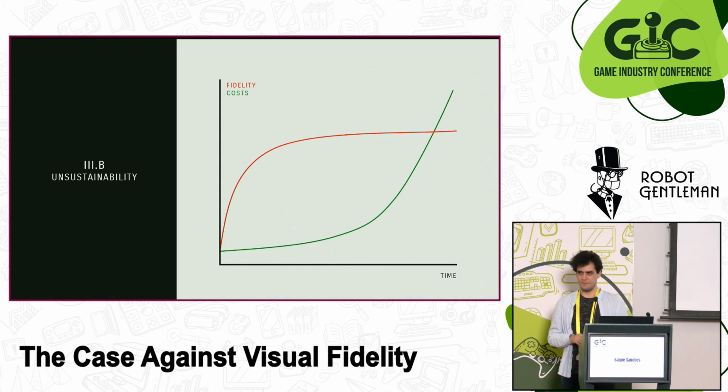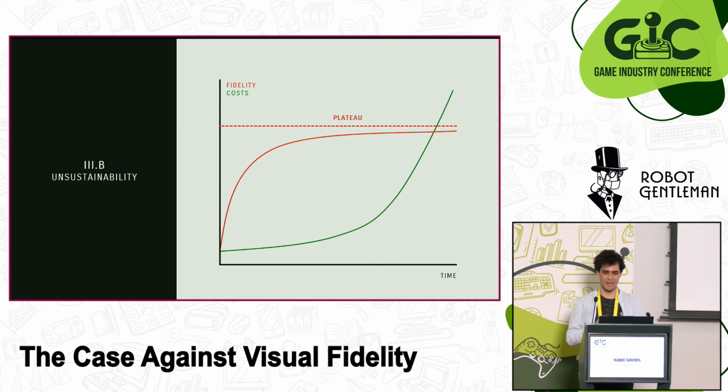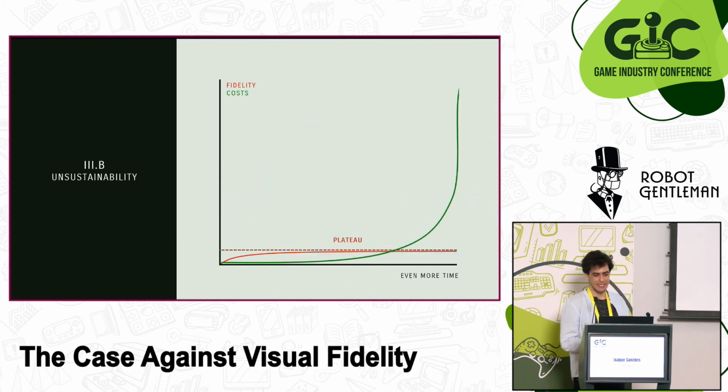So let's recap. This is where we are, and it's likely that fidelity is plateauing. One thing is certain, costs are going to rise and rise and rise to an absurd amount. Costs are exponential, and there's no way to stop that. That's a scary thing, right? We'll come back to this.